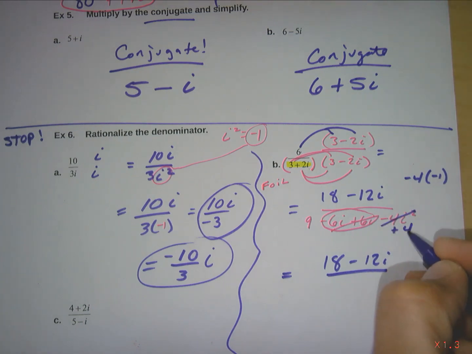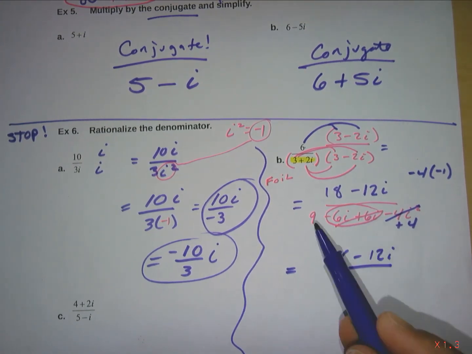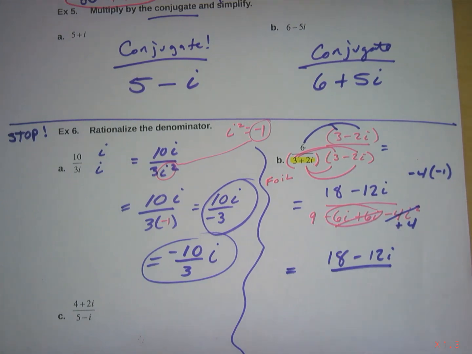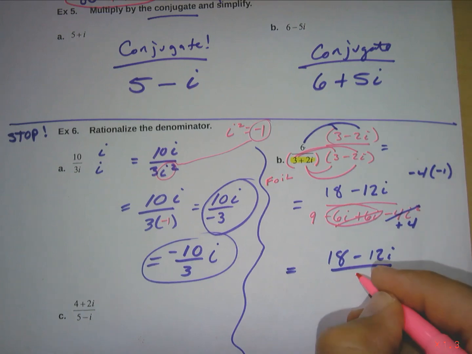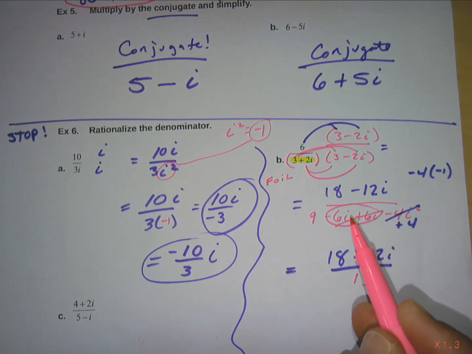Positive 4. Okay, so this completely gets rid of the i on the bottom. And I add these up, I get 9 plus 4. And that's how much? 13. So when you multiply by the conjugate, it completely gets rid of the i value.